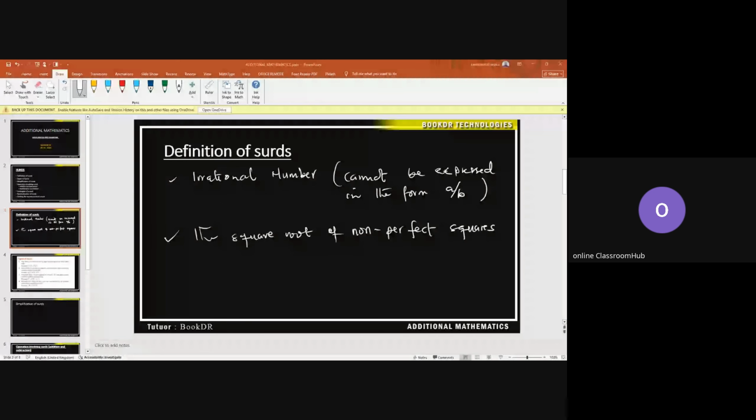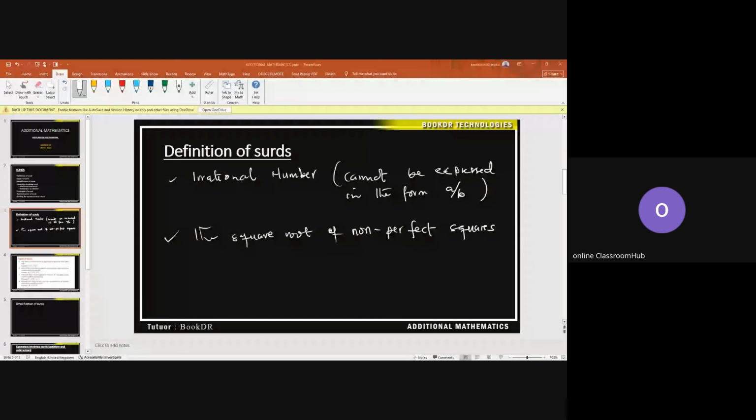So 2 multiplied by 2 will give you what? 4. 3 multiplied by 3 will give you 9. 4 multiplied by 4 will give you 16, and 5 multiplied by 5 will give you 25. So when you find the square root of these numbers, they are going to yield whole numbers.